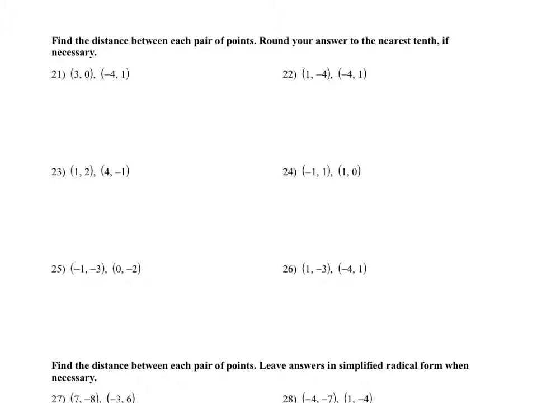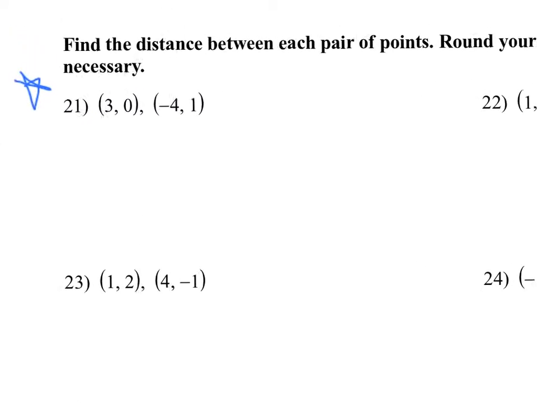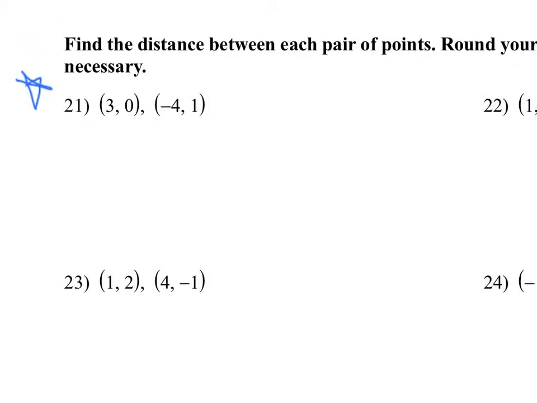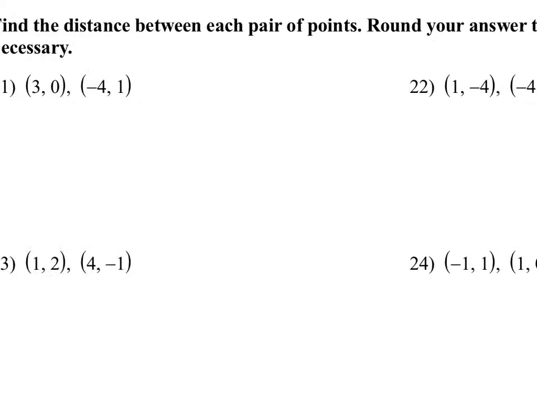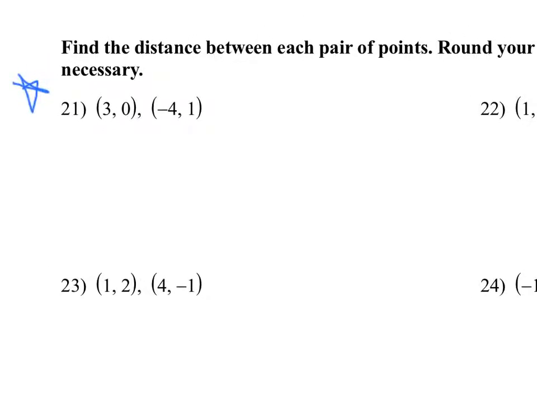In 21, we do not have a picture. Now we could graph it and use that picture to create our answer, or we could just use the distance formula. Now, this one says round our answer to the nearest tenth. So keep that in mind when we get to the end. So we have 2 coordinates, 2 endpoints. The distance formula is just like Pythagorean.